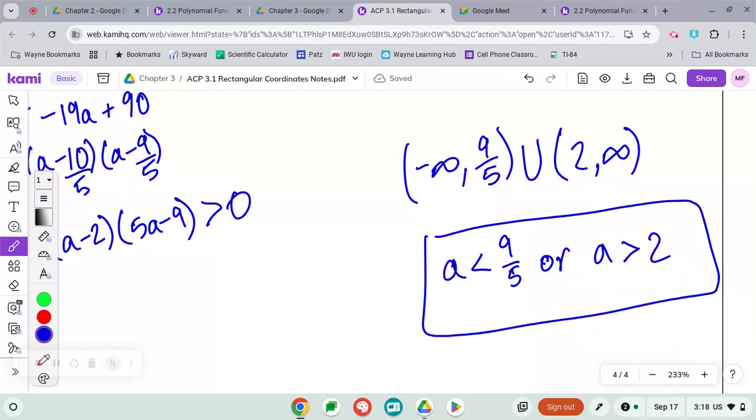So good luck. Get this done. If you need any help, please let me know, but try these problems, okay? Work together with your classmates.